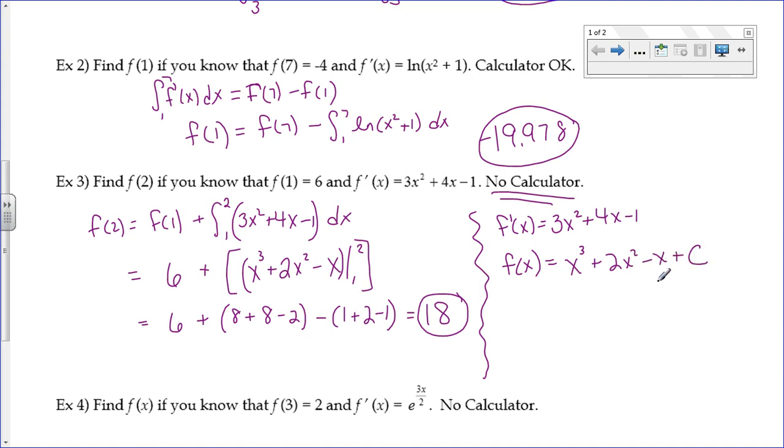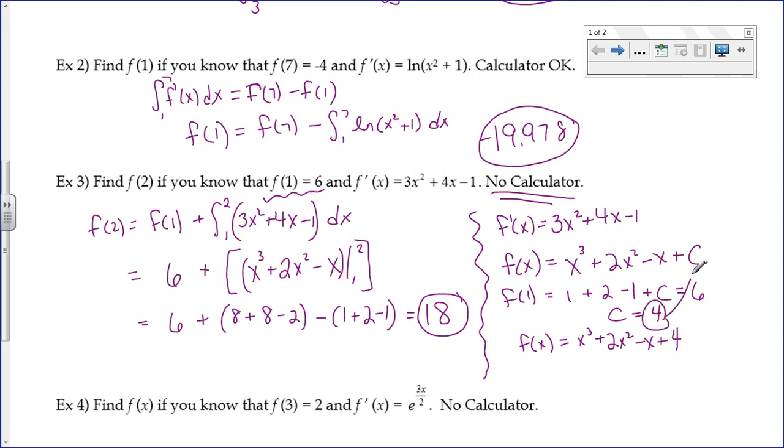add a plus c. Here's my general form for f, but I know that f has to have a value where f of 1 is 6, so f of 1 needs to be 1 plus 2 minus 1 plus c, and that has to equal 6. So now I can solve for c. 3 minus 1 is 2, 2 plus c is 6, so c is 4. So f of x is x cubed plus 2x squared minus x plus 4.